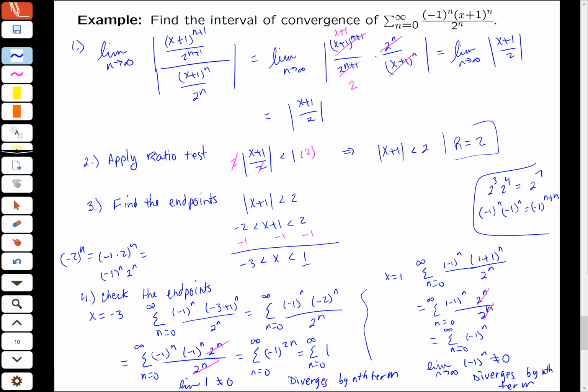So what is my interval? Running out of room. I'm going to put the answer right here. It's open negative 3 to open 1. Parentheses around both of them.